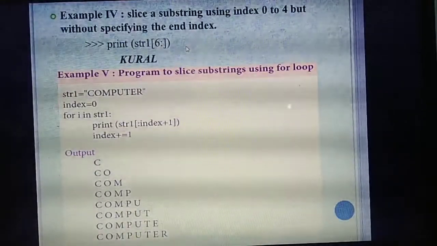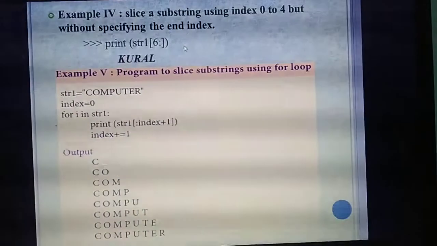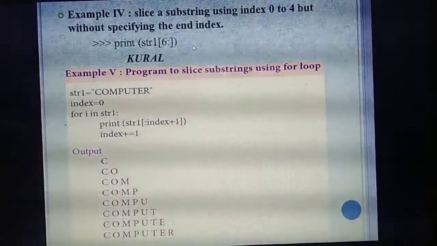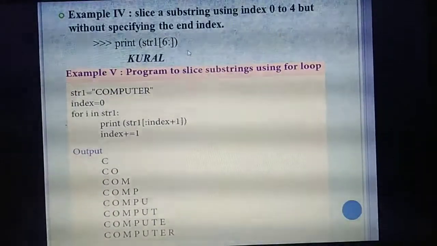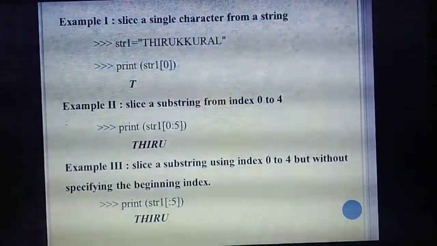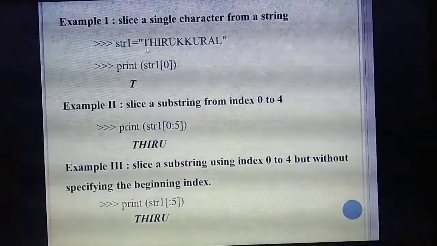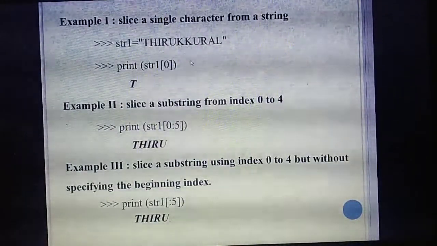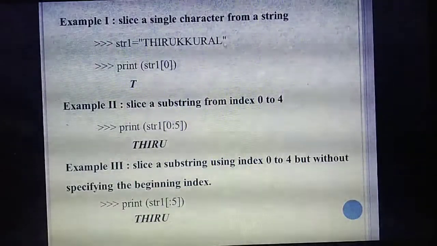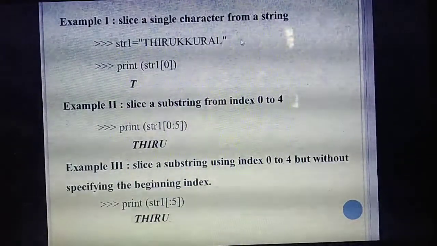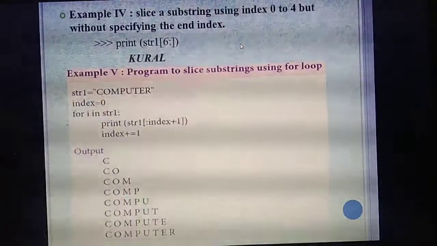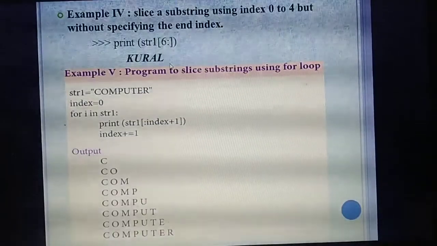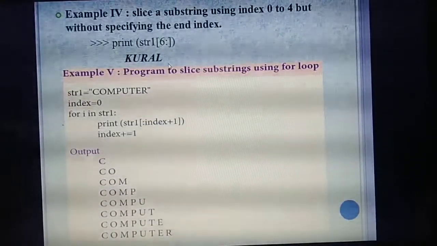How many letters will it print? For example, if there are 10 letters, it will print up to 10 letters as output. So from where to where will it print? From the 6th index value to the last. See this example. The index values are 0, 1, 2, 3, 4, 5, 6. So from the 6th index value starting from here, till the last, it will display fully. So see the output: KURAL. Understand? So in this 5 mark question, you need to write these 4 examples.